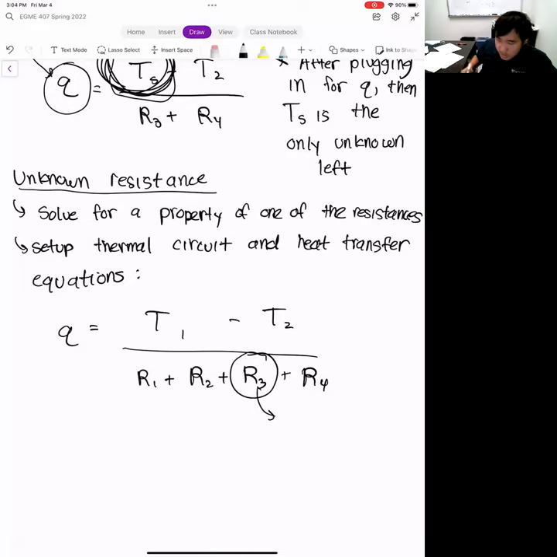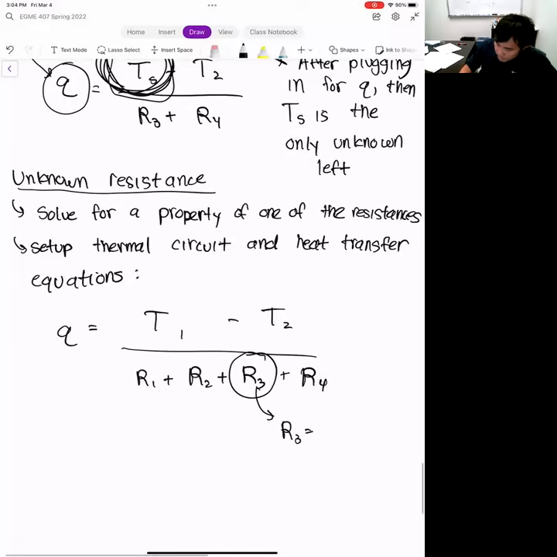Let's say R3 represents a conduction resistance, so this is L over kA. The problem might ask you to solve for what's the thickness of this layer that's needed in order to achieve these thermal conditions. In these types of problems, the Q is usually going to be given to you. Of course, the temperatures are also going to be given to you, and all the other resistance values are also going to be given to you as well.